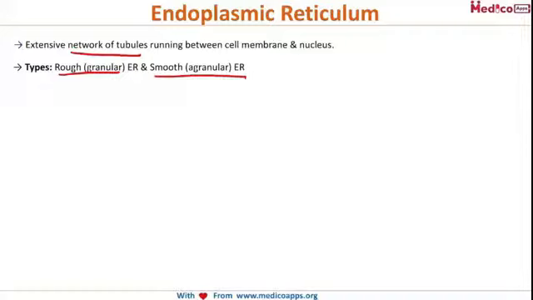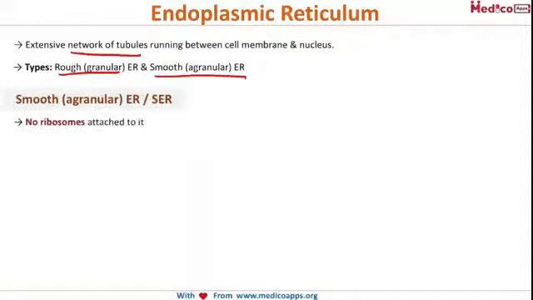Why are we calling this rough or smooth? It is based on the presence or absence of the ribosomes. So, as you can understand, the smooth endoplasmic reticulum is devoid of ribosomes, hence it is called agranular or smooth type. Okay. Now, what is the function of smooth endoplasmic reticulum?